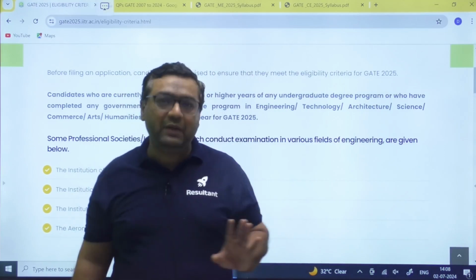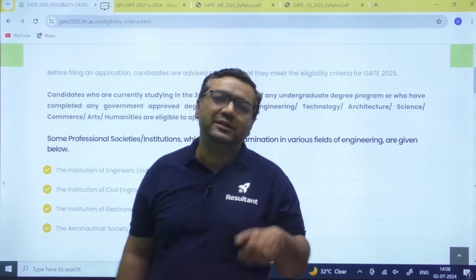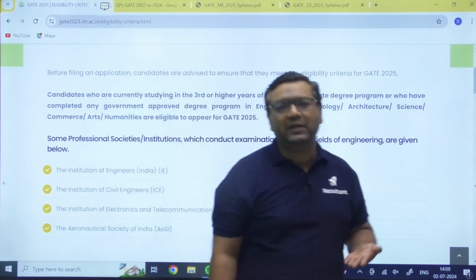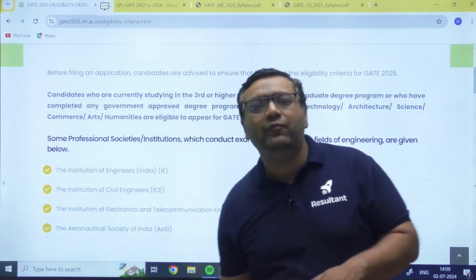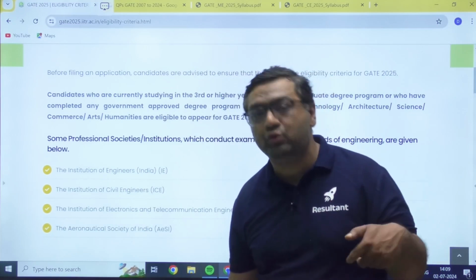But I am not saying every PSU, because sometimes PSUs have backlog vacancies, like Damodar Valley Corporation. This year they came up with vacancies for GATE 2023 students also.